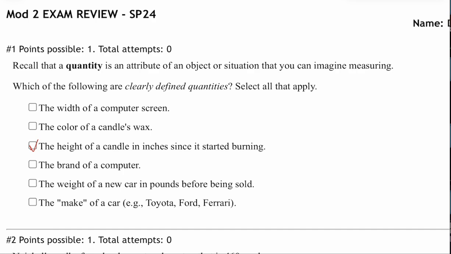The brand of a computer isn't going to help us. The weight of a new car in pounds before being sold is a good one because of the fact that it is clearly defined and it is a quantity. And finally here, the make of a car. The make of a car is not a quantity. So that is what they mean by this first question.